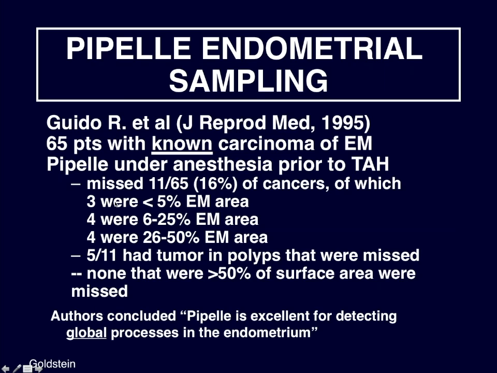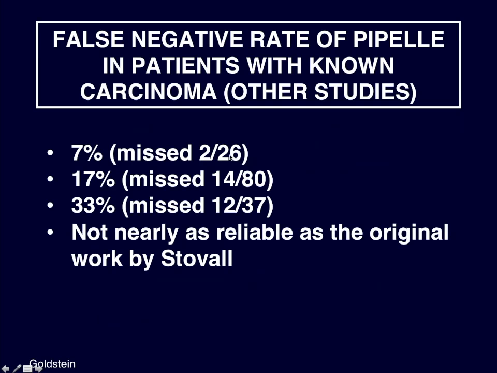And of the cancers they missed, 3 of them were less than 5% of the surface area, 4 were less than 25%, and the other 4 were less than 50%. And of 11 tumors in polyps, they missed 5. None of what they missed had greater than 50% of the surface area involved. So the authors concluded Pipelle is excellent for detecting global processes in the endometrium. Very important, global processes.